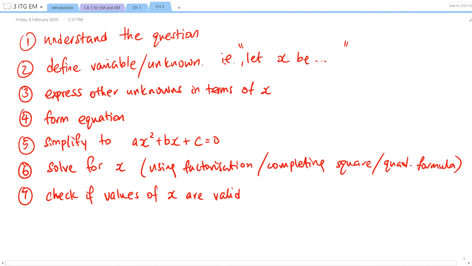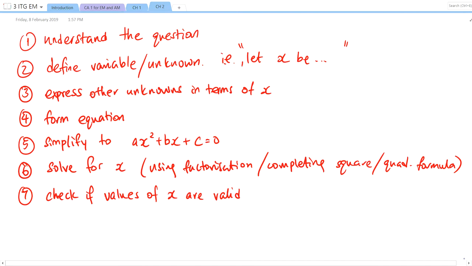From here on, everything you have learned already. Because once you have ax squared plus bx plus c equal to 0, how do you solve for x? How many methods do you know? 3. What are they? Complete the square, formula, and factorization. Which one will always work? Completing the square and your quadratic formula will always work.